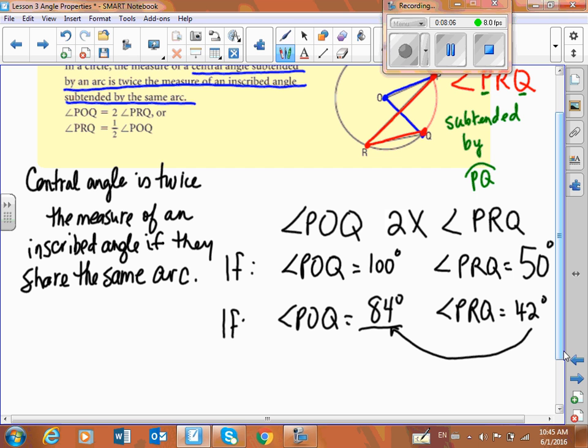We want to add a little addendum here. Inscribed angle is half the central angle. Okay, if we want to look at it from the other side of that, inscribed angle is half the central angle. The key here, you guys, I can't stress enough, is again, they share those common endpoints at P and Q. Okay, so we're going to do one more diagram.